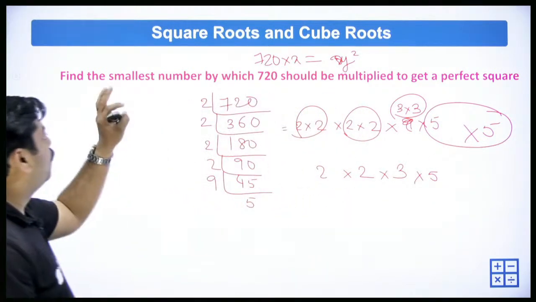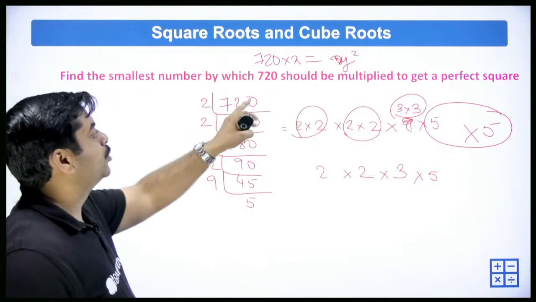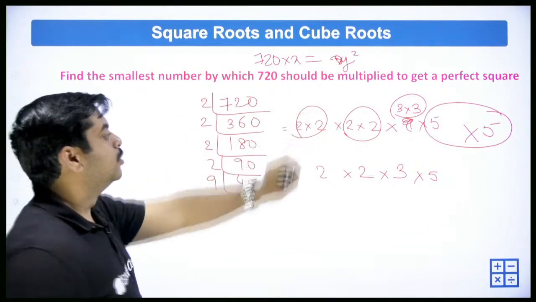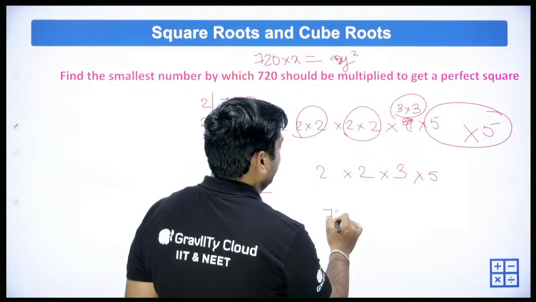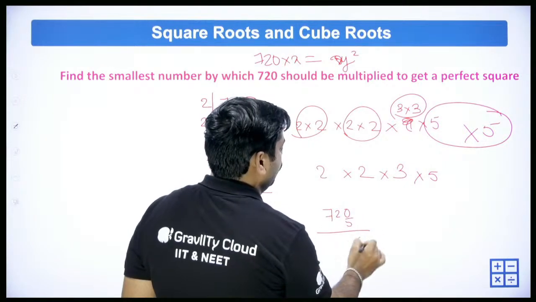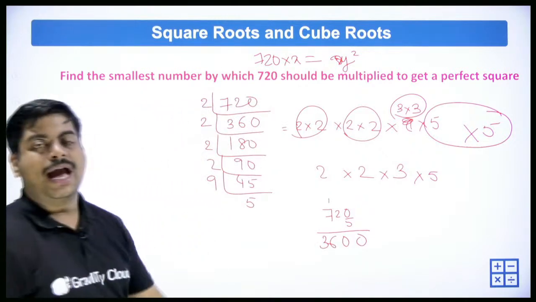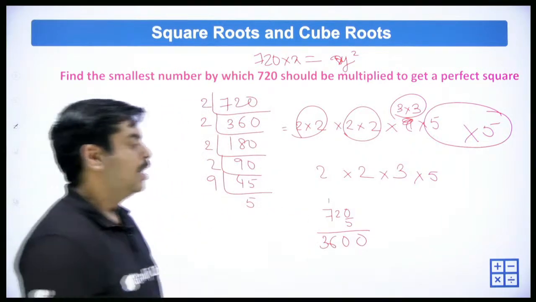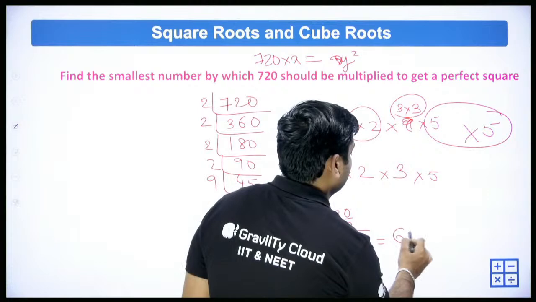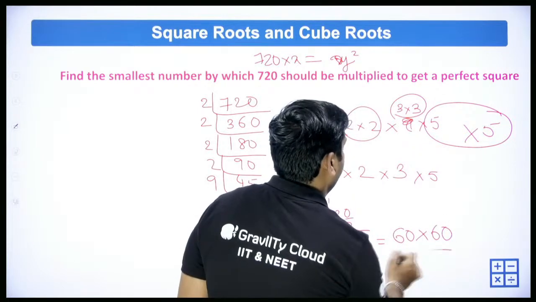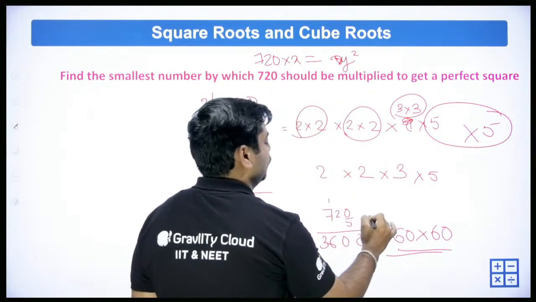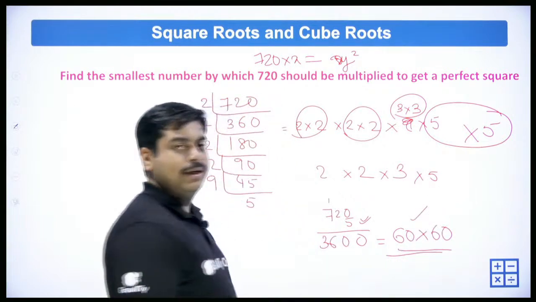Okay. So find the smallest number by which 720 should be multiplied to get a perfect square. So 720 should be multiplied by 5. 5 2s are 10, and 5 times 720 gives 3600, and 36 is 6 into 6. So 3600 is nothing but 60 into 60. Right? So for 720, if you multiply with 5, you're getting a perfect square.